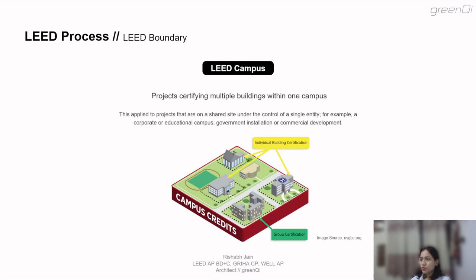LEED campus. So basically, when you have multiple buildings on one site, those projects go for LEED campus certification rather than individual buildings. In this case, this is applied to projects that are on a shared site and that are under control of a single entity. For example, it could be a corporate or educational campus, a government institute, or commercial development. So as you can see, there are multiple buildings, even of different typologies or different adaptations. They can go under a single campus, and then individual building certification can be pursued as necessary.